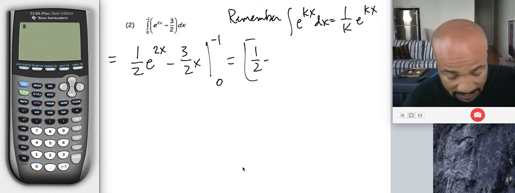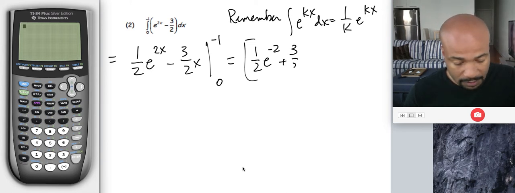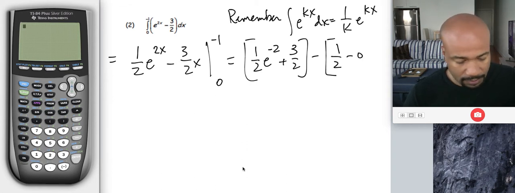All right, so I have evaluated when x is -1. So I have 1/2 e to the -2, since 2 times -1 gives me the -2. And then I have -3/2 times -1, that's plus 3/2. And that's minus, evaluated at 0. Here, when I have 0, this becomes e to the 0, so that's 1. So I'm left with 1/2 times 1, 1/2. And then, of course, 0 times -3/2 is 0, so I'll put minus 0.